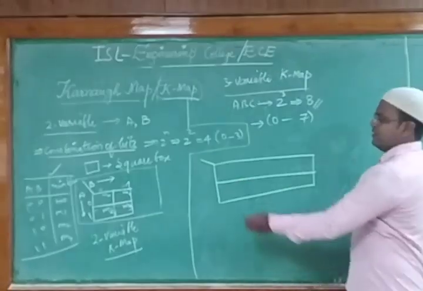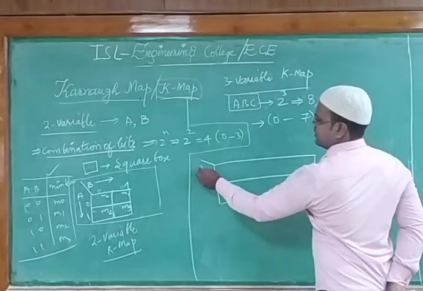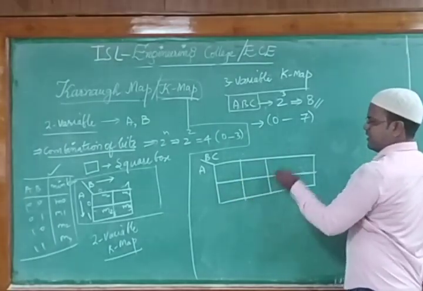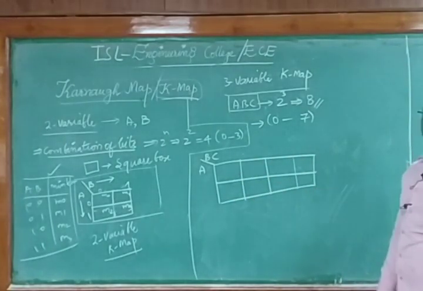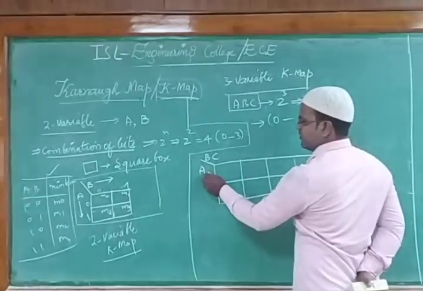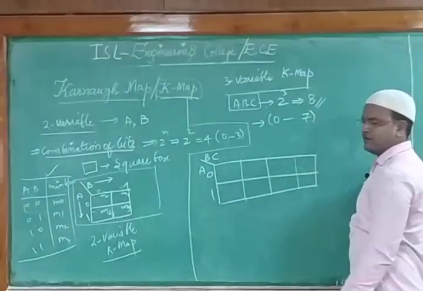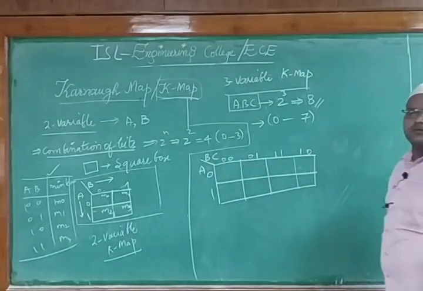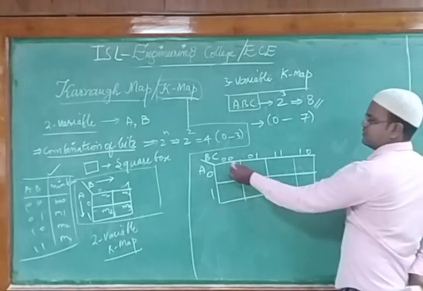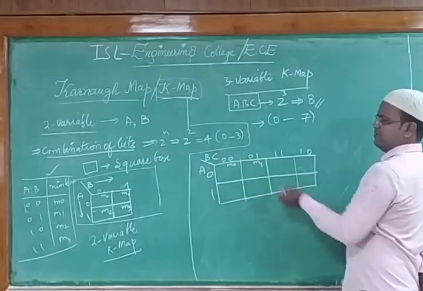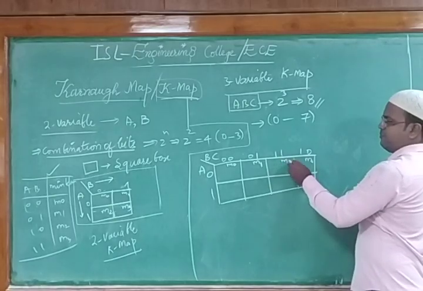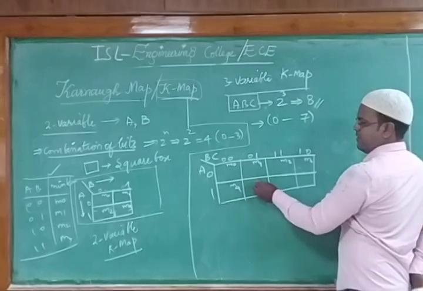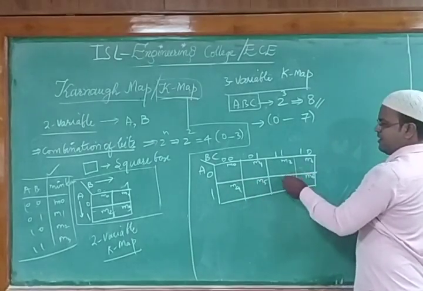How many bits are we using? 3, right? Here I am mentioning A, and here B and C. This is the first box, second and third. What is the maximum value of A? It can be 0, it can be 1. What is BC? 0,0, 0,1, 1,1, 1,0. Like this we are representing. The first boxes are M0, M1, here M2, here M3, then on this side M4, M5, M6, M7.